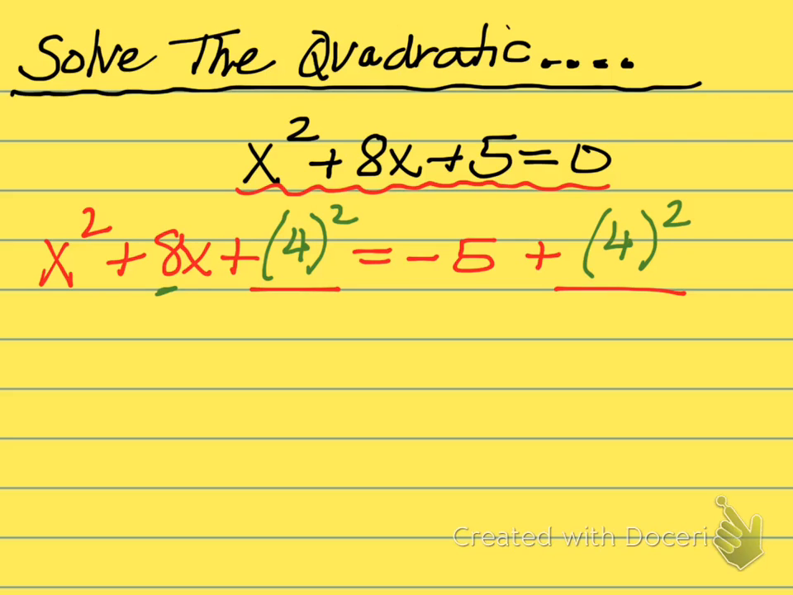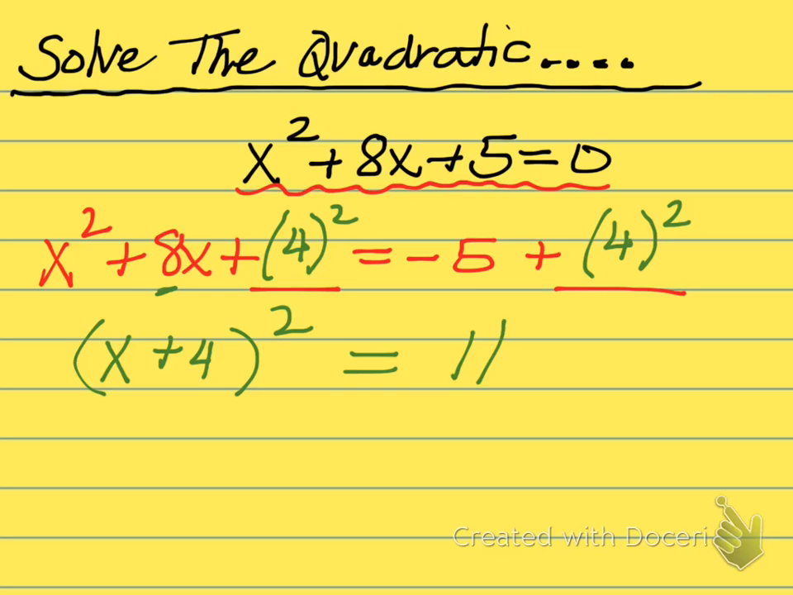So we end up with, on the left-hand side, a factor squared. That factor is always going to be x, and then the number that goes with the x is always whatever we got when we took half. So when we took half, we got positive 4. So we're going to have x plus 4 squared. And on the right-hand side, we're going to have negative 5 plus 4 squared. Well, 4 squared is 16, so negative 5 plus 16, which is 11.